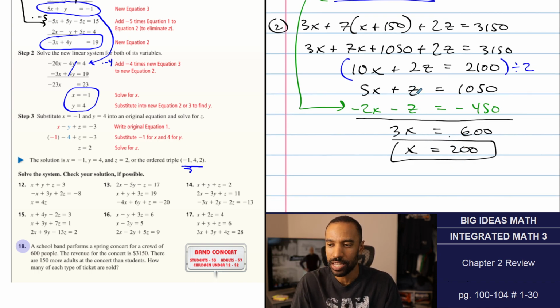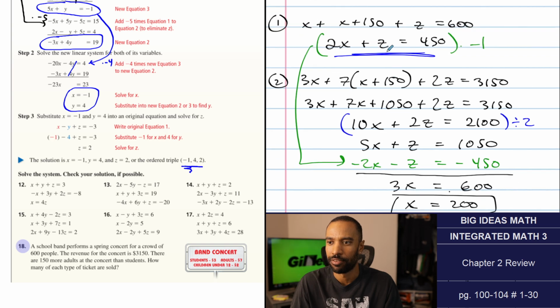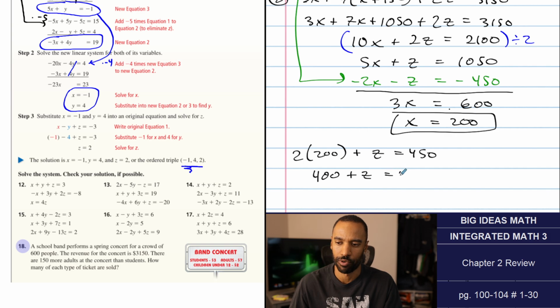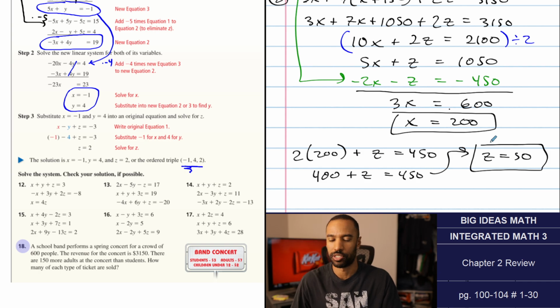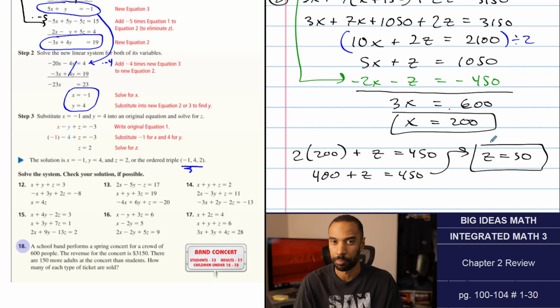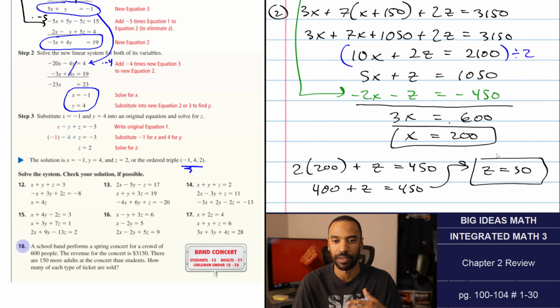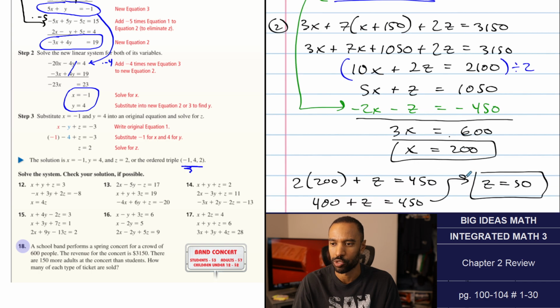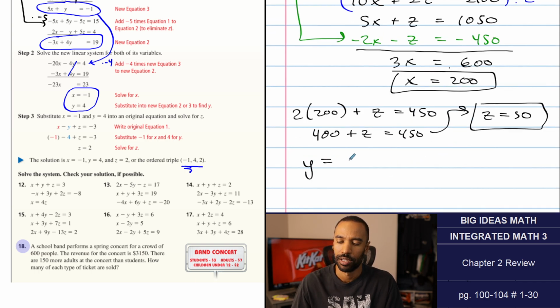Let's go to z next. Let's do this equation where we have 2x plus z equals 450. So 2x plus z equals 450, or 400 plus z equals 450, which means z equals 50. We'll interpret all this in a second, guys. Our final answer will not be an ordered triple. We're going to use context. We have words. We have definitions for these variables. Now, y, let's use this one. y equals x plus 150, the simple one. y equals x plus 150, which is 350.